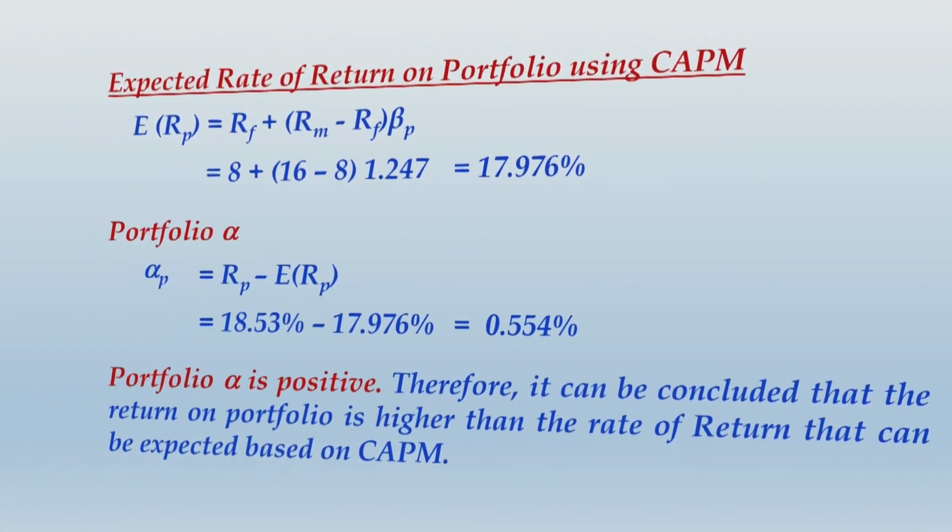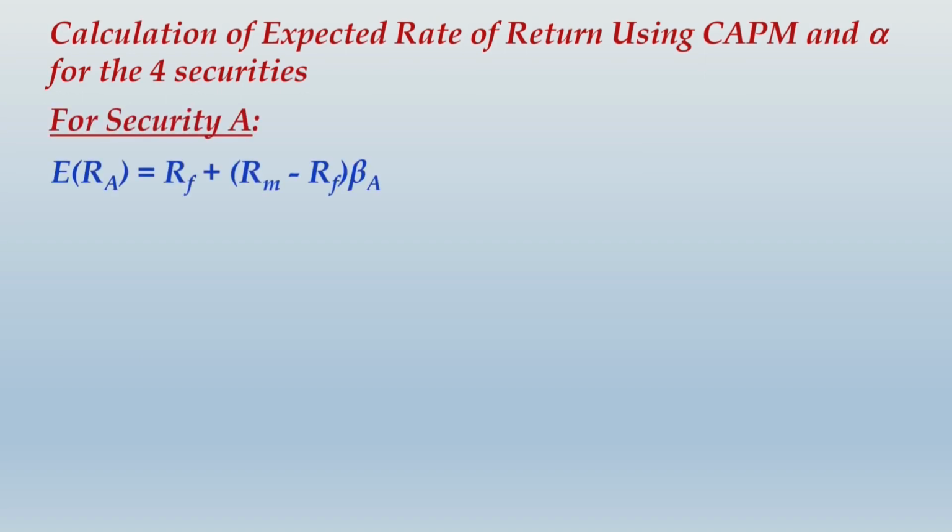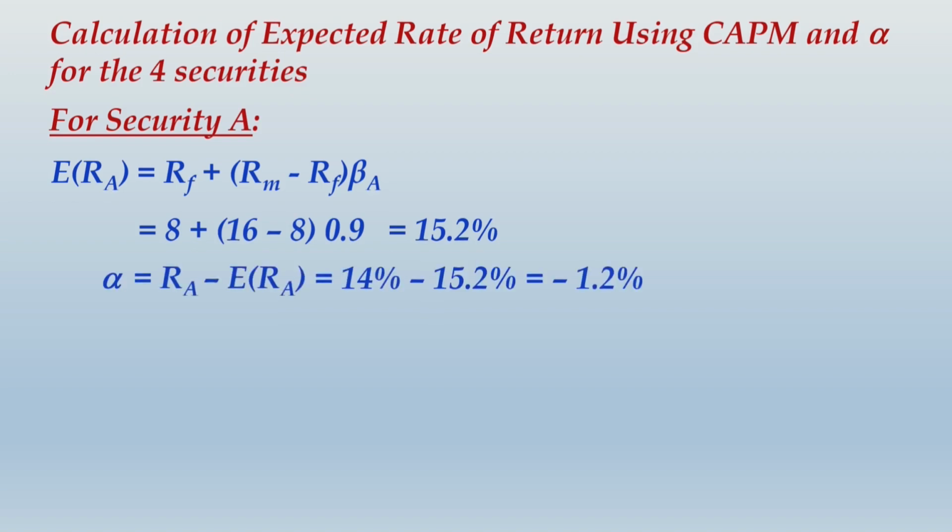So in that part of the solution, what you will first do is you will write calculation of expected rate of return using CAPM and alpha for the 4 securities. When you do that for security A, you get the expected rate of return as per CAPM as 15.2%, and the return based on its expected yield is given in the question as 14%. Therefore, the alpha of that security comes to negative 1.2%.